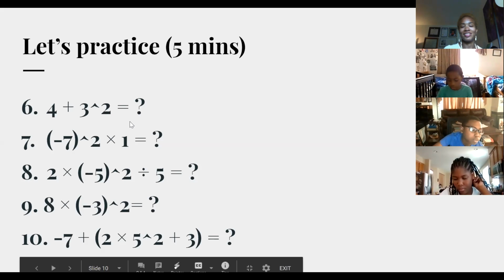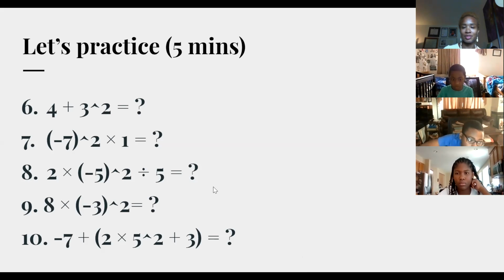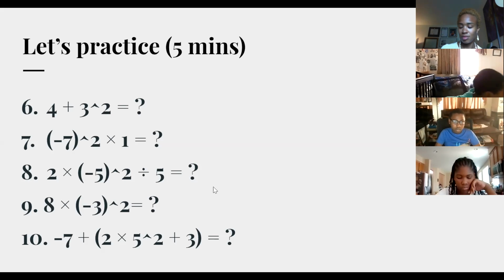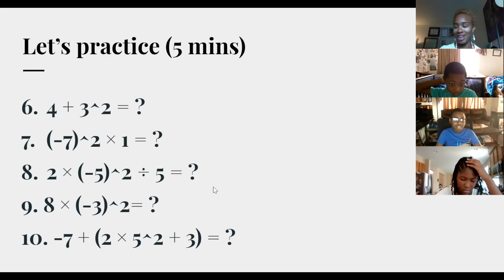Ibuka, for number 8, let's go through all of them, 6 through 8. I mean 6 through 10. What answers did you get for all of them? So for number 6, I got 13. For number 7, I got 49. For number 8, I got 10. For number 9, I got 72. And for number 10, I got 46. Okay, good. That helps because yes, you got all of them correct. So good job, and then you can help Shyla and Kanina with how we do them.